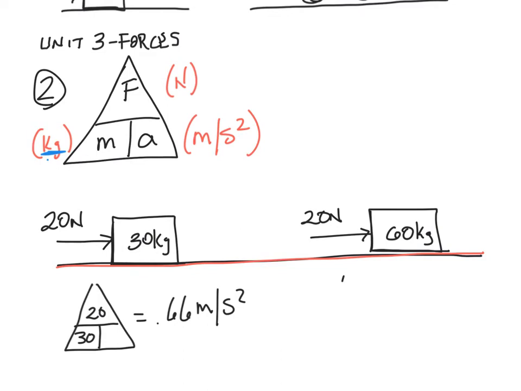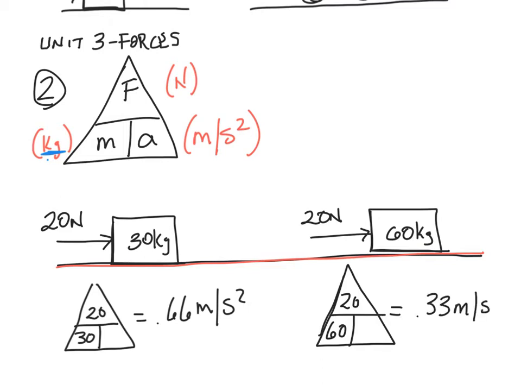Meanwhile, if we apply the same amount of force to this box over here, you get a much smaller acceleration. I know that a lot of this is logic and we're just putting math to what we already know, but that's Newton's second law of motion. Force is equal to mass times acceleration.